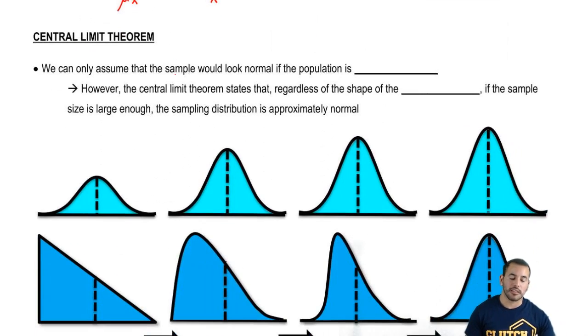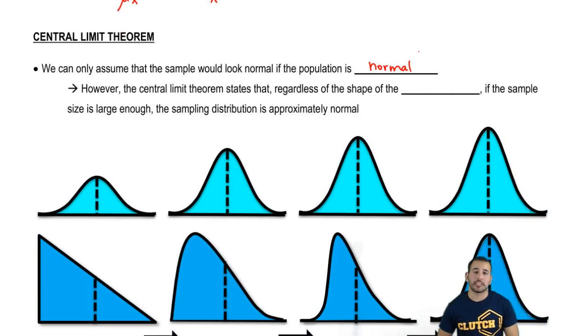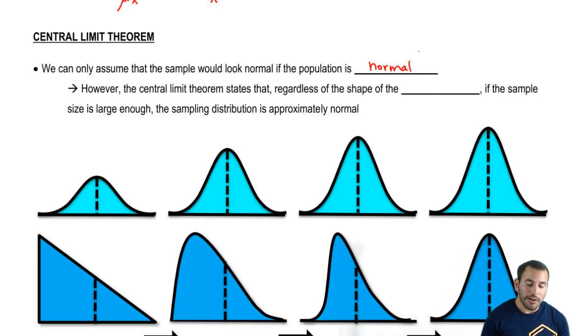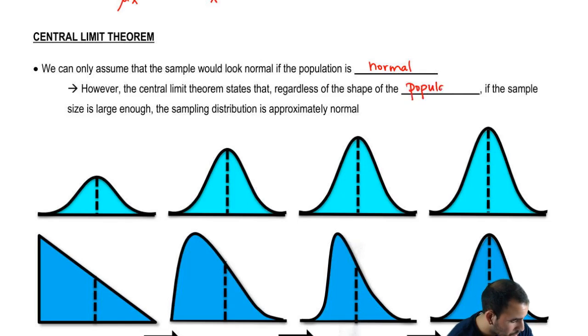So we can only assume that the sample would look normal if the population was normal, right? So for example, IQ scores, they're normal. So we would expect any sample that I draw from that to also be normal. However, the central limit theorem states that regardless of the shape of the population, if the sample size is large enough, the sampling distribution is approximately normal.